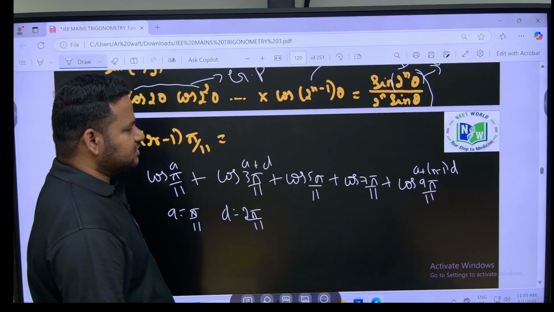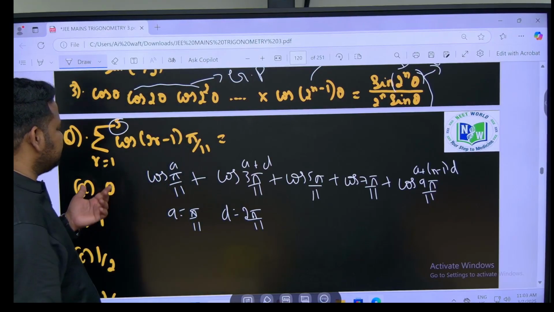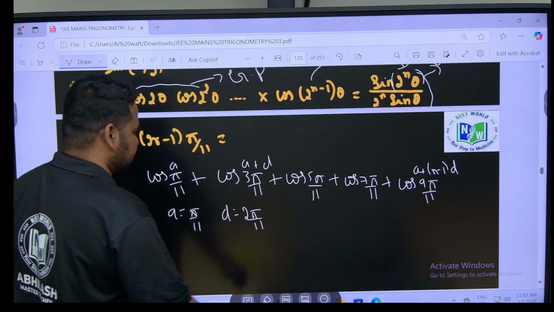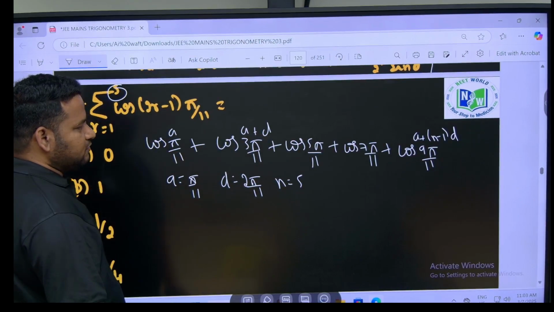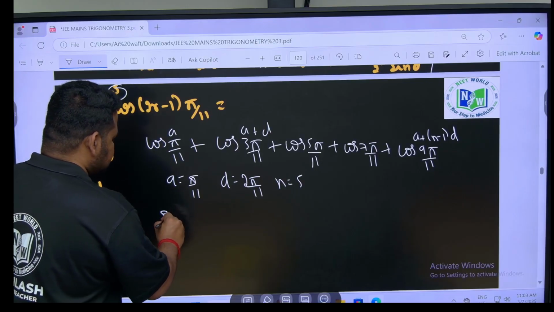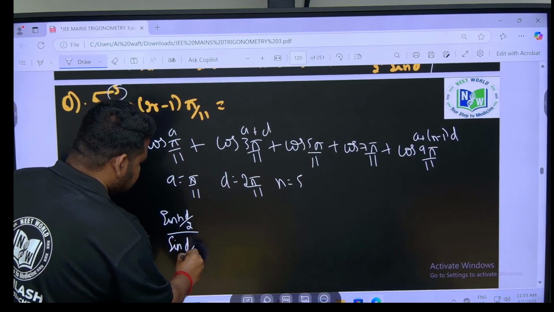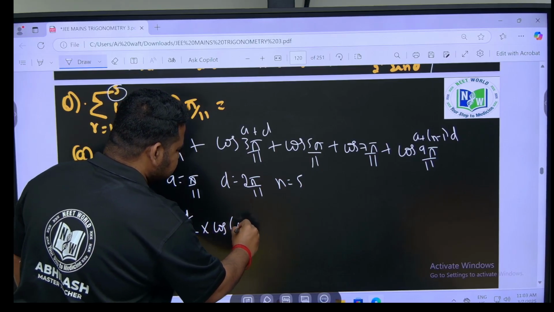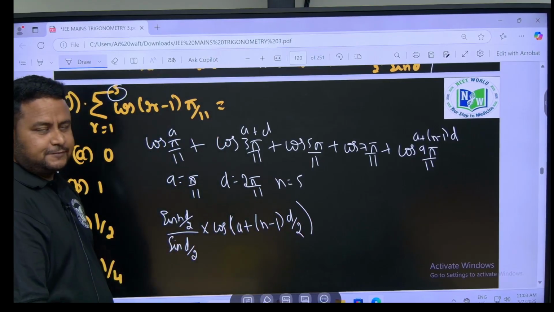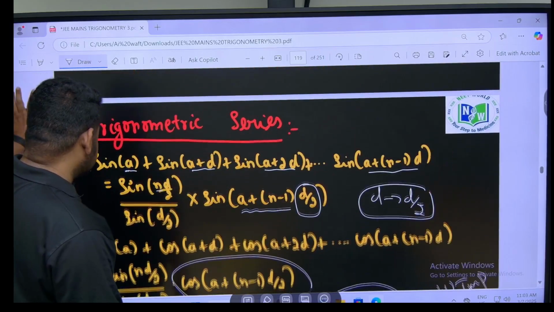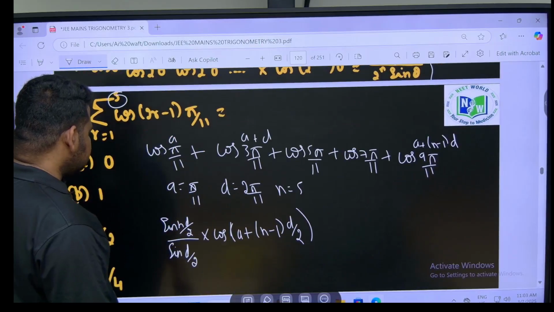And what about a plus n minus 1 into d? No need to worry about that, because n is given as 5, and everything is given in terms of r, so n is equal to 5. What is the formula we have, even though it is in the form of cos? The formula is sine of nd by 2 divided by sine of d by 2, multiplied by cos of a plus n minus 1 into d by 2. Correct? This is what we learned, the second formula. Because it is in the form of cos, we have to use this formula. Got it? Now let us apply this.